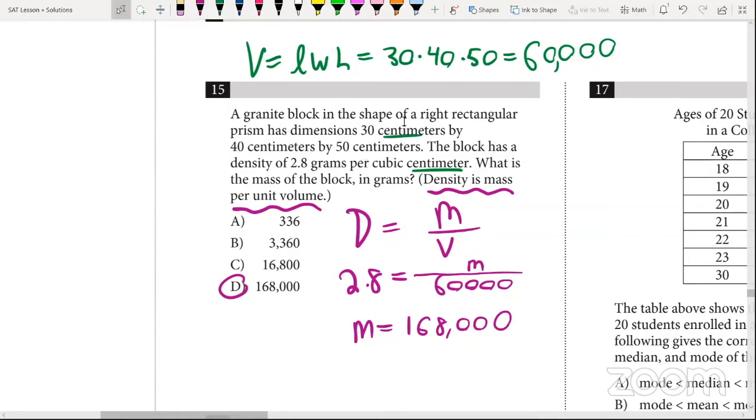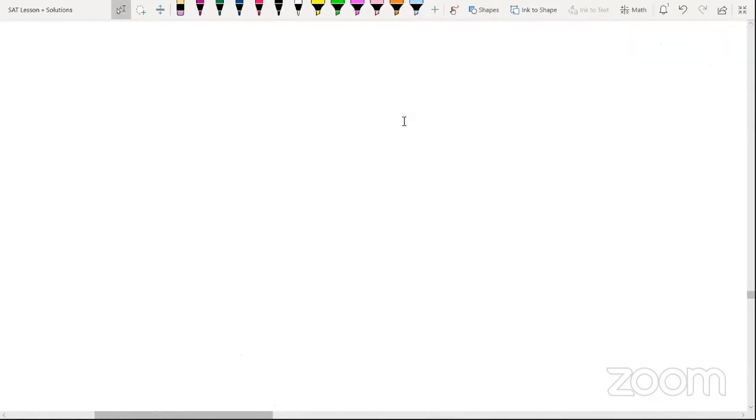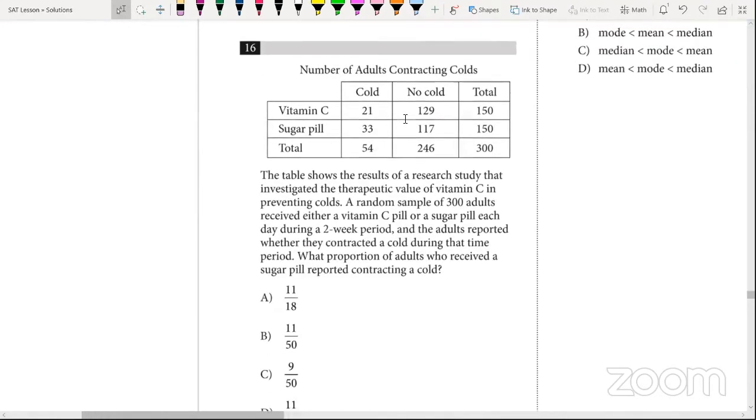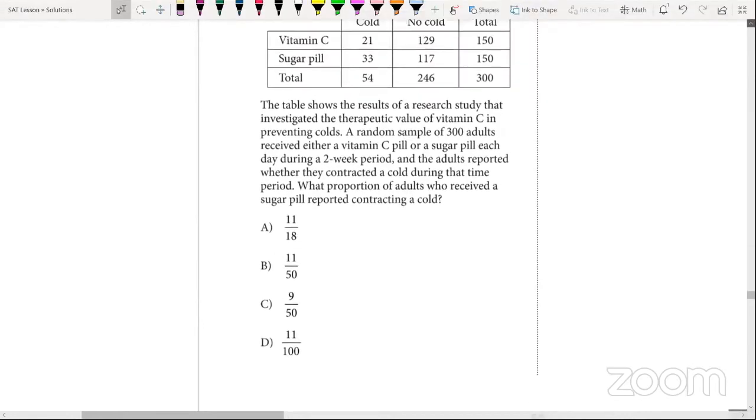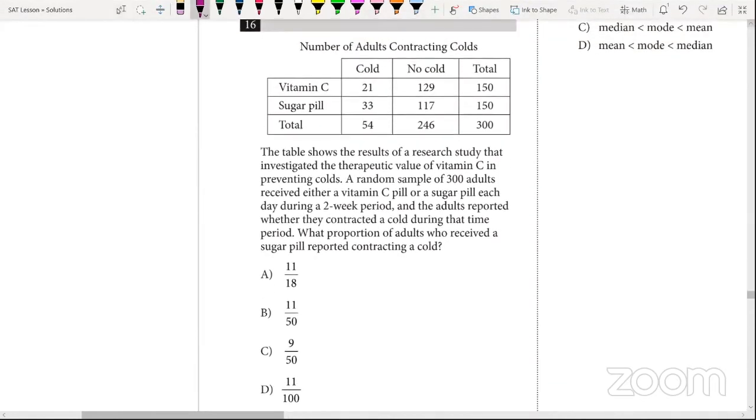Now we're going over to number 16. When we have a probability question, particularly something with a chart like this, we want to ask, is it general probability or conditional probability? So probability in general is the part over the whole. So if I have 3 friends and one of them is going to give me $100, then the probability that my friend is going to give me $100 is 1 out of 3, the part over the whole.